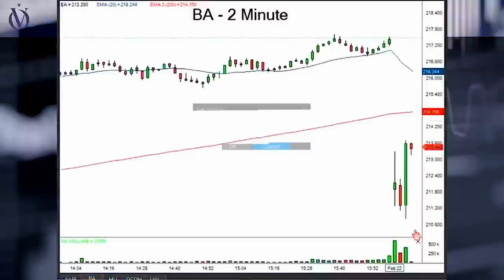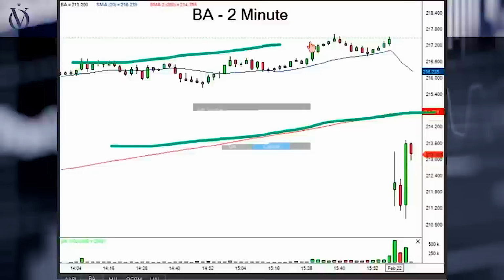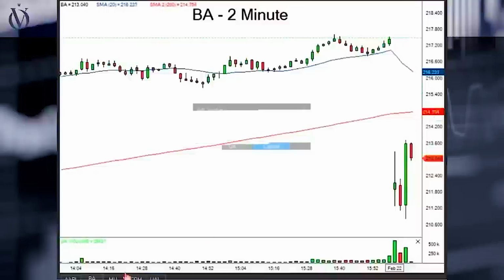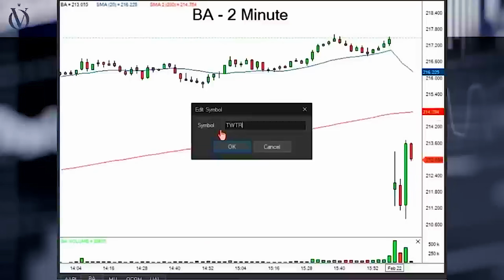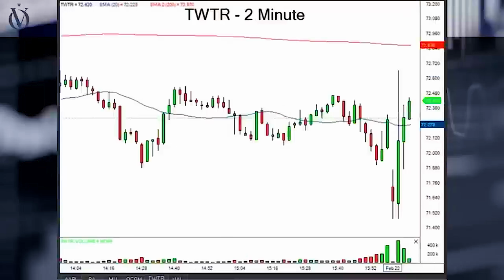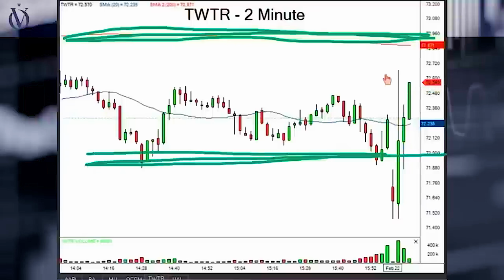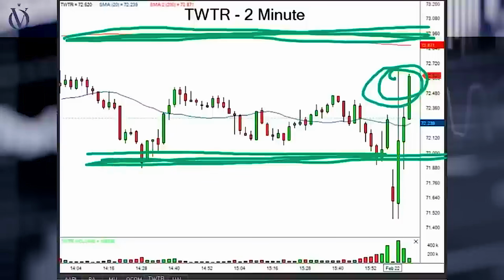All right. Let's check a few other things here. What's the BA doing? The BA snapped back to the upside here. Again, we still have this resistance zone here. And let's take a look at Twitter. What's Twitter doing today? Little tricky here. Twitter is stuck in the trap zone.